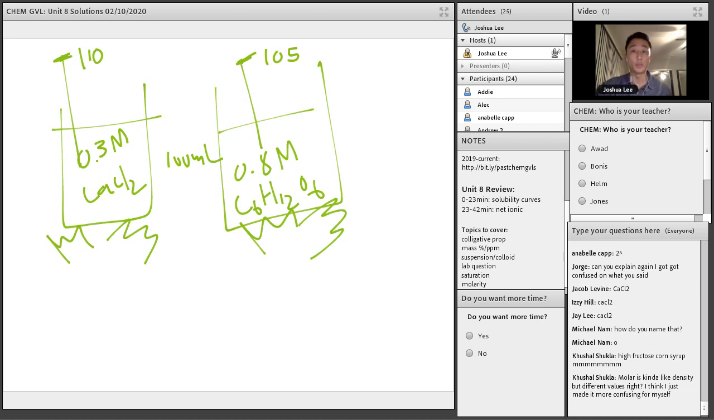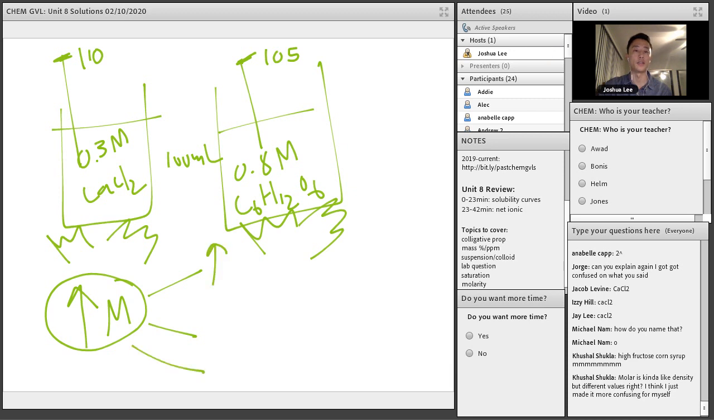So for colligative properties, you just have to remember, hey, bigger the molarity, three things happen. Hot stuff gets hotter, so you increase your boiling point. Cold stuff gets colder, freezing point gets lower, and vapor pressure lowers. That's colligative properties.